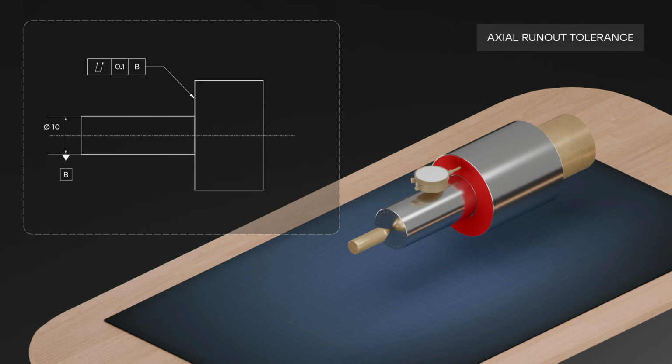A common error with the runout tolerance is pointing at a dimension line instead of pointing at the surface. This is wrong, because the runout tolerance can only control a functional surface.